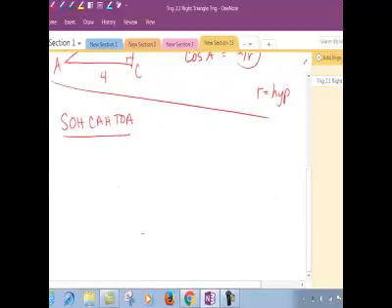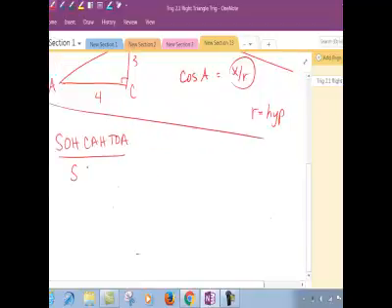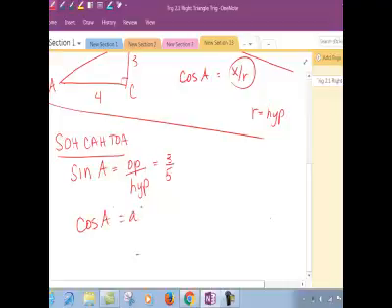So anyway, SOHCAHTOA tells us that to find the sine of any angle A, so for instance this angle A here, we would take the opposite over the hypotenuse. Right? And so in this case, opposite A would be 3 and the hypotenuse is 5. To find the cosine of A, now we take the adjacent side over the hypotenuse, and that would be 4 over 5, and then the tangent is the opposite over the adjacent, and that's equal to 3 over 4.